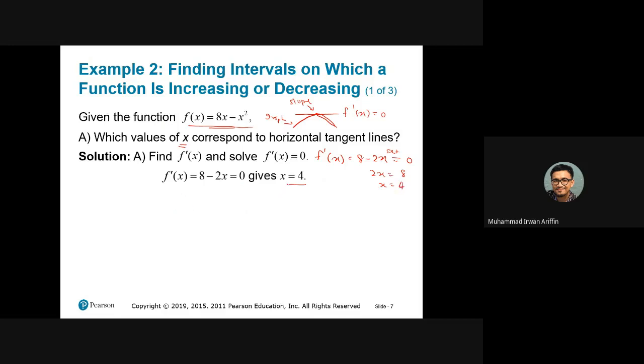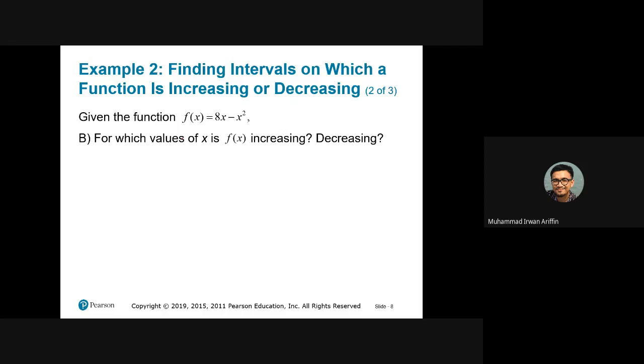So what is this x equals 4? We know that when x equals 4, f prime of x is 0. The slope is 0. So we know that a horizontal tangent line exists at one x value, when x equals 4. Now, example 2.